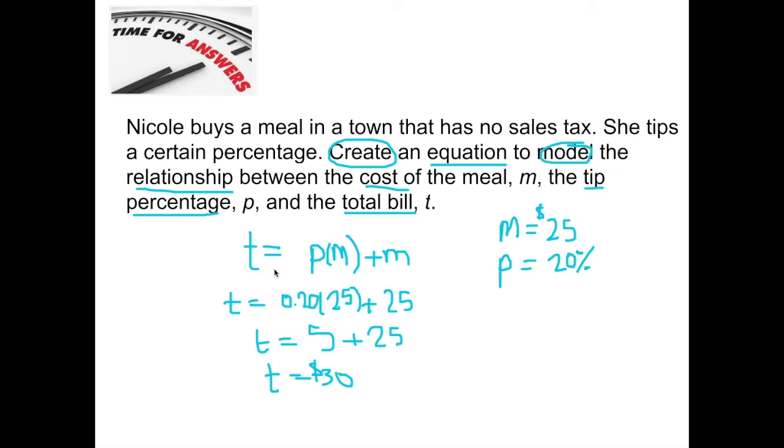The other way it could be written would be T equals M plus P times M, because multiplication and addition are commutative, so these could be moved around. But you would definitely have to find the percentage of the meal and then add it back to the original cost of the meal to find what your total bill with tip would be.